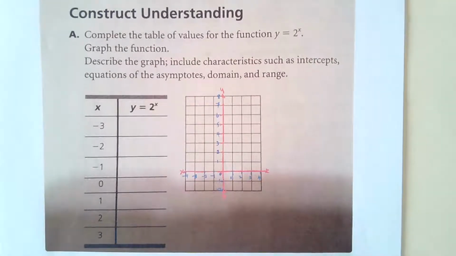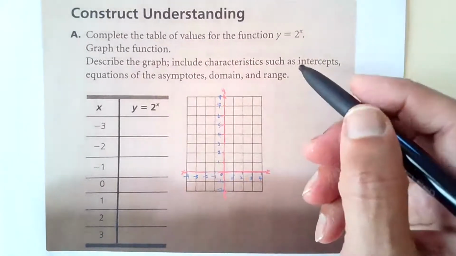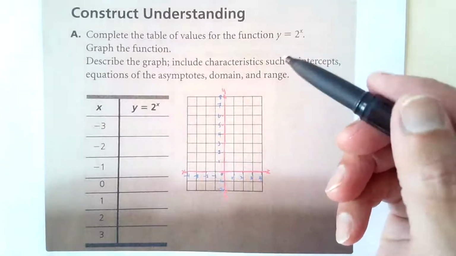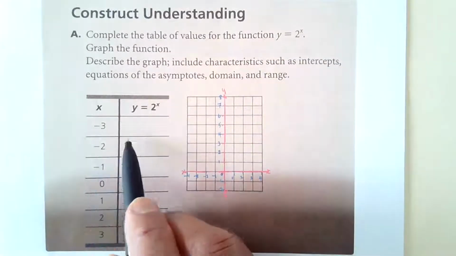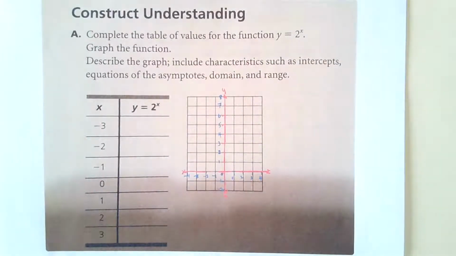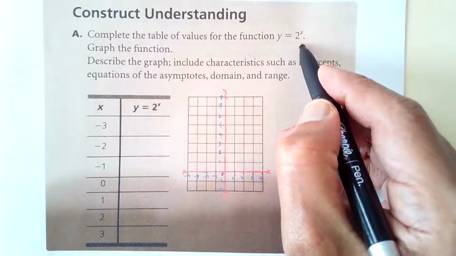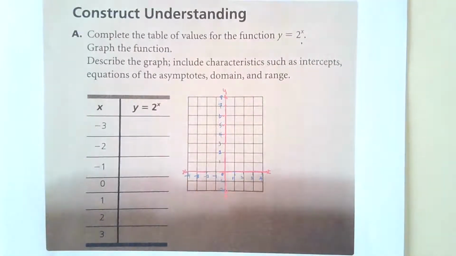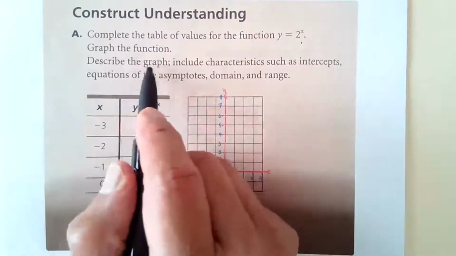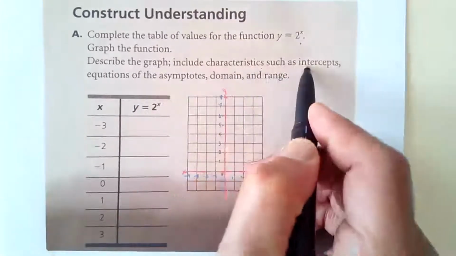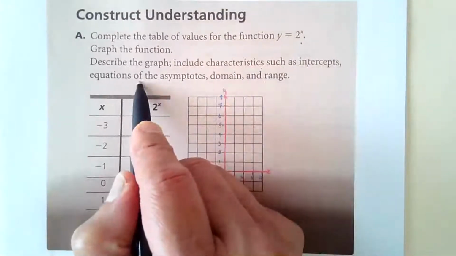Here we're going to complete this graph. But first we need to fill in the table of values. So y is equal to 2 to the power x, and you're given the values for x to find the values for y. We'll describe the graph including characteristics such as intercepts, equation of the asymptote, domain, and range.